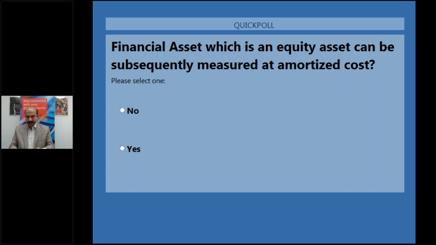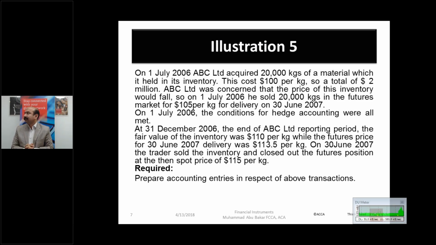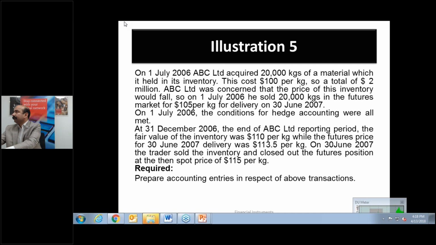So should I close the question that has been popped out already? Yes. Okay, I'm going to close this question. 52% people are saying no, while the rest of the people are saying yes, 48%. What was the question? Financial asset, which is an equity asset, can be subsequently measured at amortized cost.